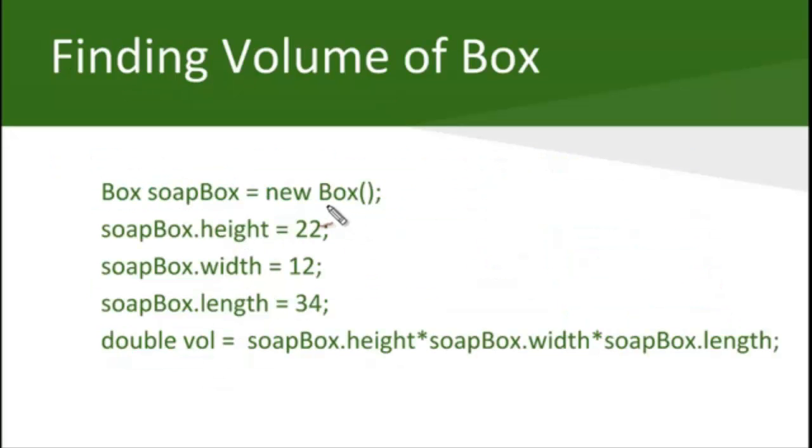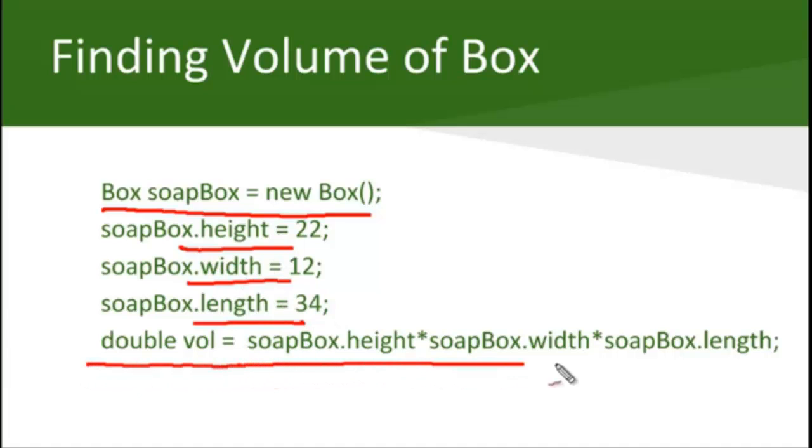Let's have a quick look at an example where we find the volume of the box. This is where we created an object and soapBox is referring to that object. Now we specify the height, width and length of the soapBox. Once we define them, we multiply those three and find the volume. Just remember that each instance variable is accessed using the dot operator.